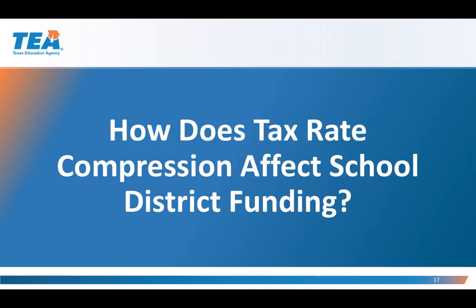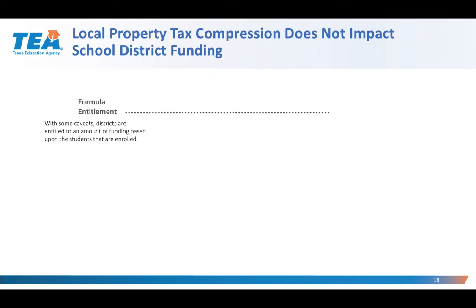So on to how does tax rate compression affect school district funding? Just to make sure that everybody understands that it is not going to affect school district funding. This is the tax rate compression of the Tier 1, and we're just going to review again how FSP funding works. You start out with a formula entitlement based on the number of students and the characteristics of those students that the district is educating.